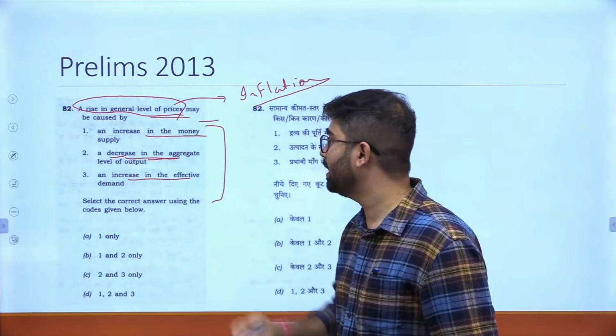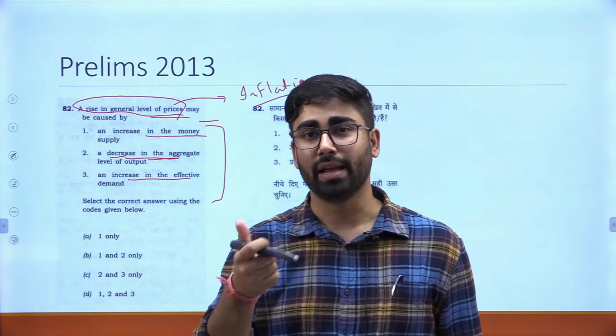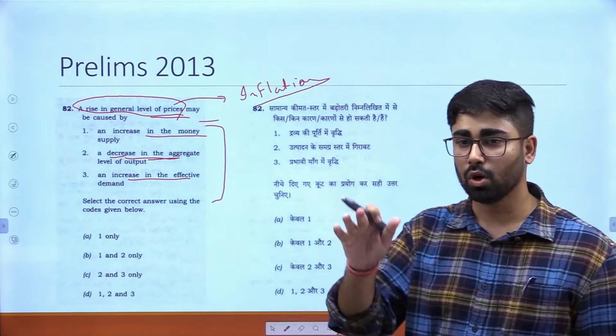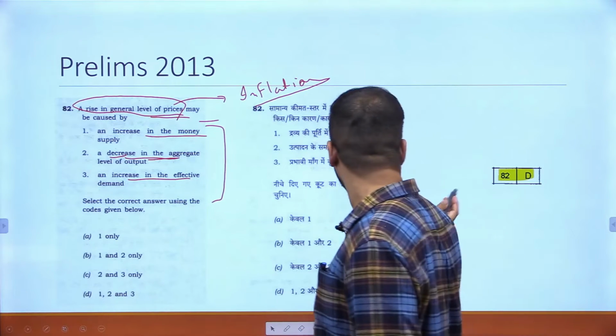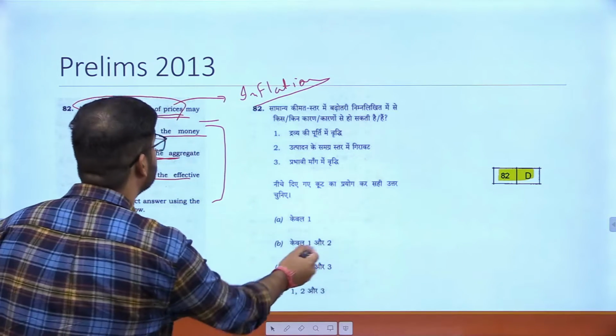And the third statement is an increase in effective demand. If the demand is increasing, then there will be demand pull inflation. Okay, so all of you are providing the correct answer. That's great. The answer of this question is D as per the answer key of UPSC again.